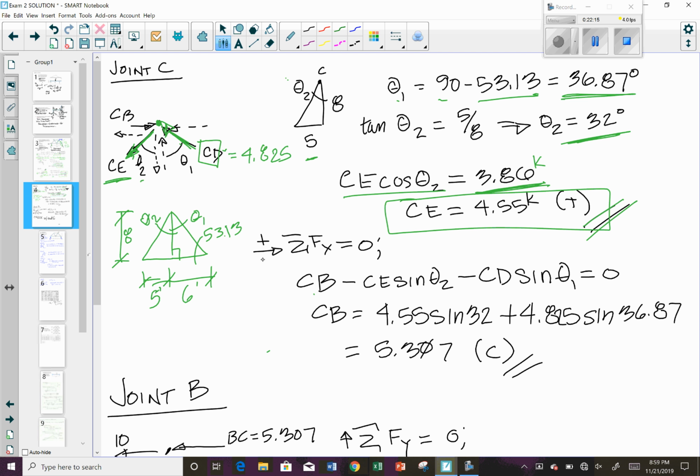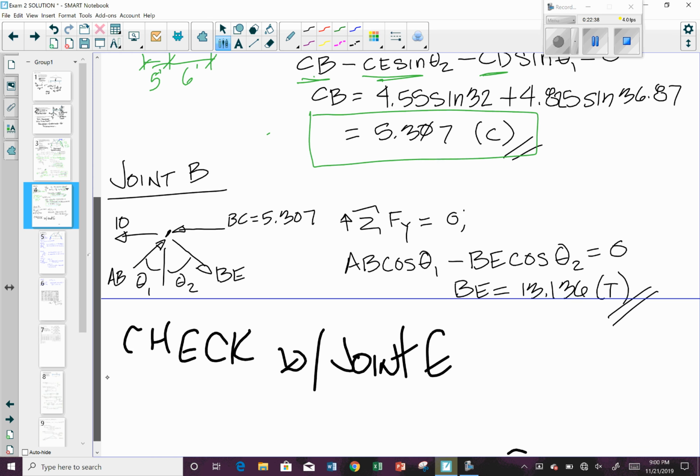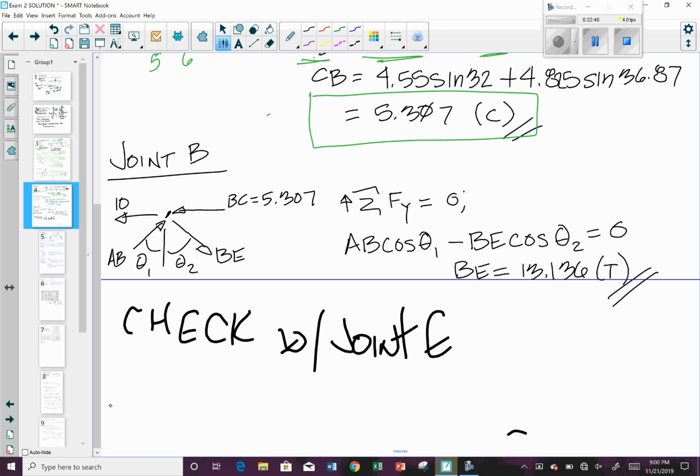So if we say positive to the right, that means CB is your only positive member, minus the horizontal components of CD and CE. So that gives me my CB member is equal to 5.307, and that's in compression. So let's take this all the way over to joint B, and that's really messy.